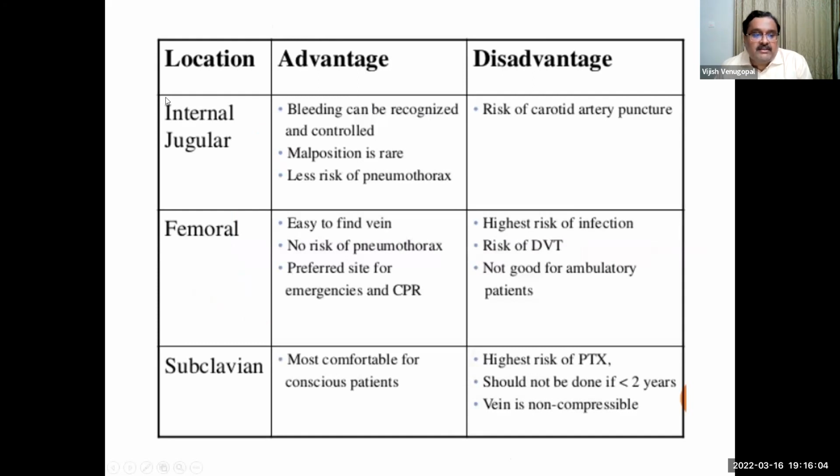So there are a lot of advantages and disadvantages of each location. Internal jugular vein, there's less risk of pneumothorax, but there is a risk of carotid artery puncture. Femoral vein, that's having the highest risk of infection, and subclavian vein has the highest risk of pneumothorax, but it happens to be the most comfortable for conscious patients.